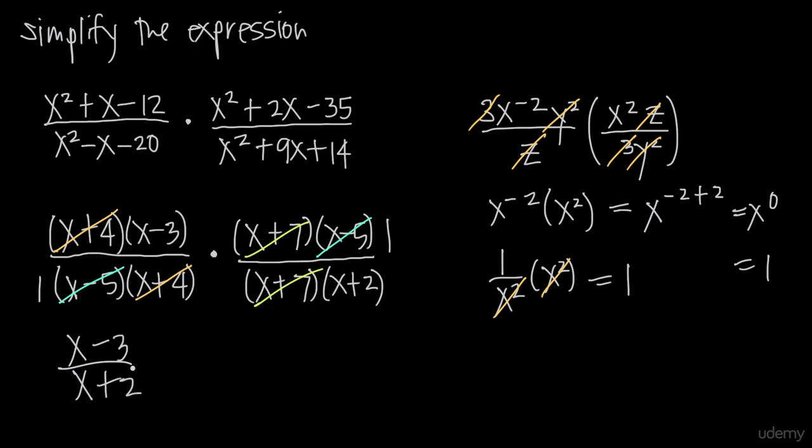So that was a much faster and simpler way of multiplying these rational expressions than just multiplying through the numerators and the denominators without first factoring. So that's how you multiply rational expressions.